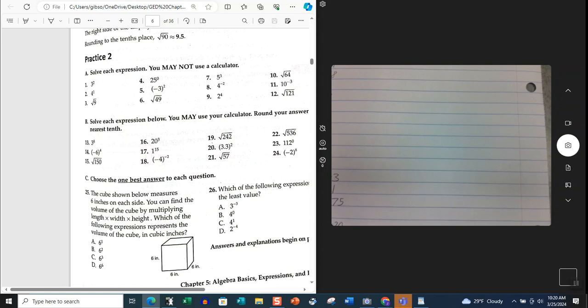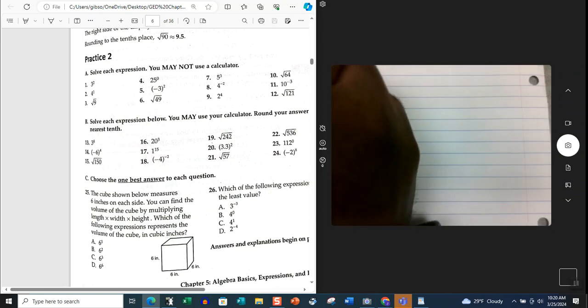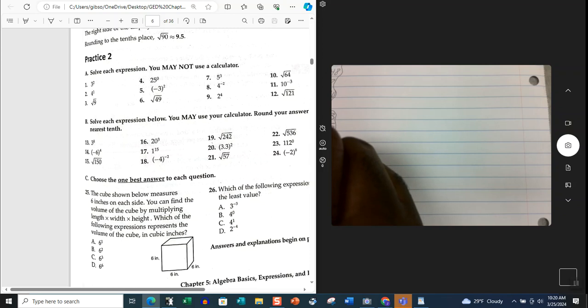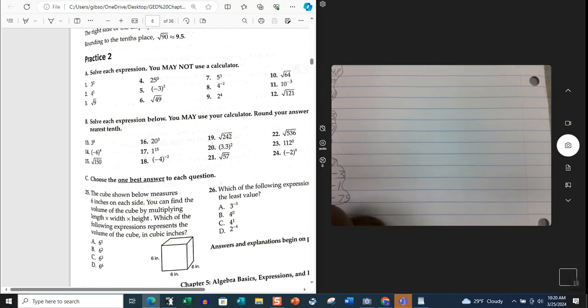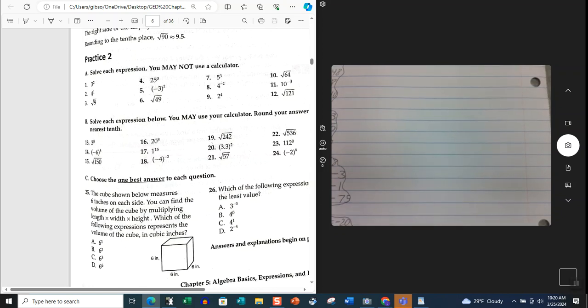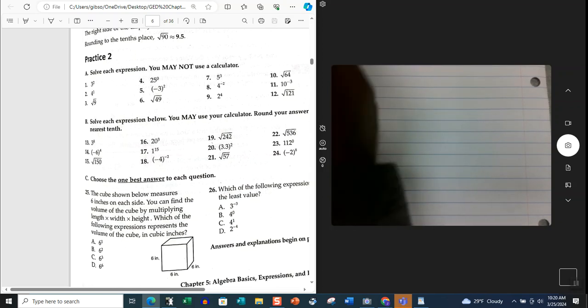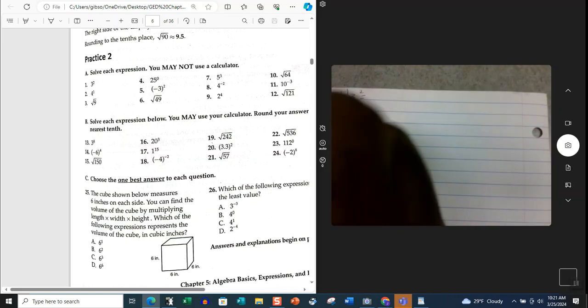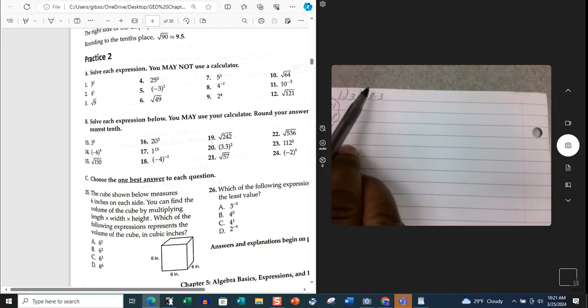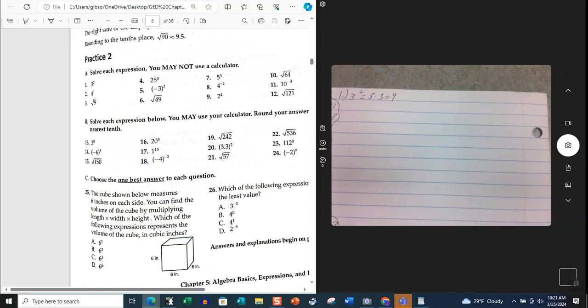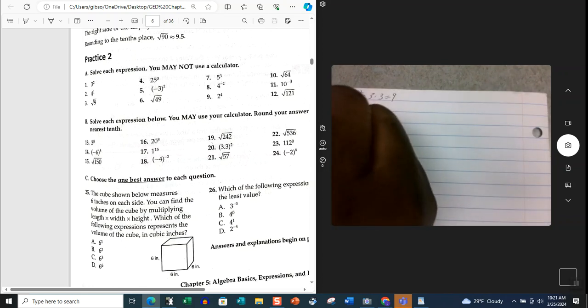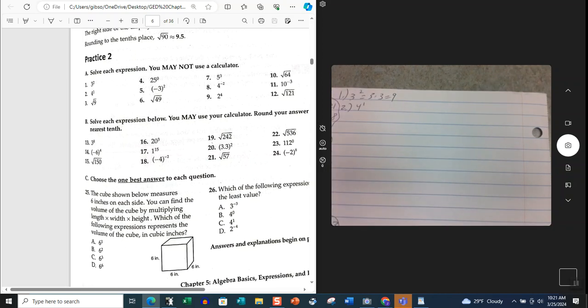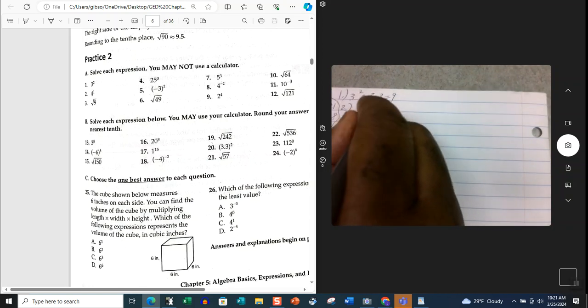All right, so we have problem number 1, which states 3 to the second power. Now remember, we're dealing with exponents here. So 3 to the second power just means that it's actually 3 times 3. So 3 times 3 is equal to 9. Okay, number 2, 4 to the first power. We know that anything to the first power is itself.